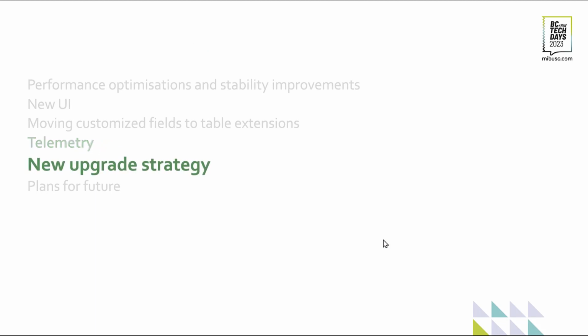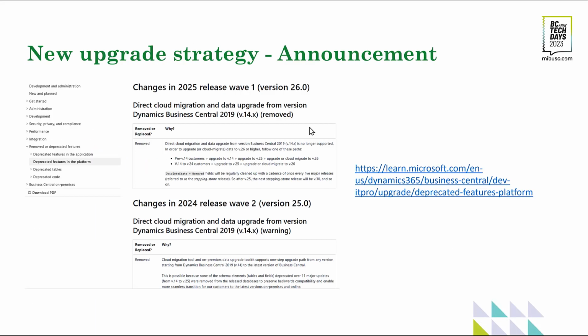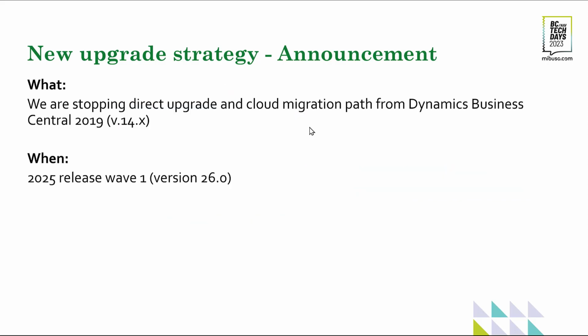So that was all for the partner-based telemetry, and now we are moving to the new upgrade strategy topic. A few months ago, we made an important announcement, and we have also talked about it at Directions, and we have published it on Yammer, and we are using this opportunity to repeat it because it can affect some of you. If you would like to access the announcement, you can use the link on the right to access it on the official documentation site.